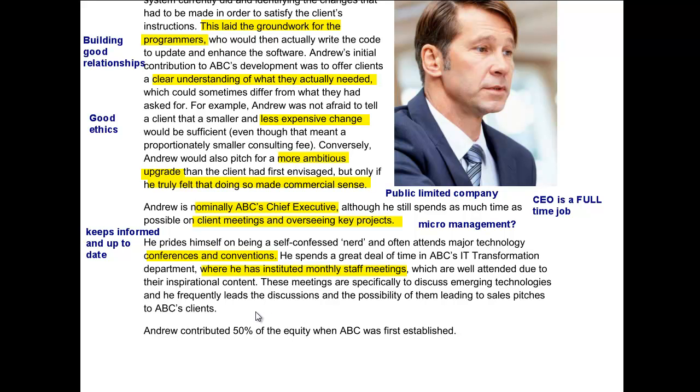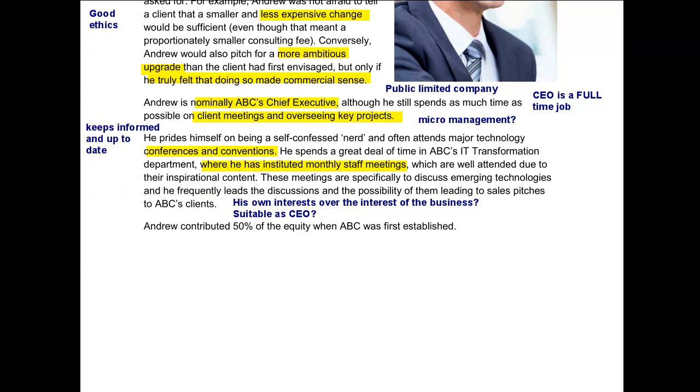A company needs a strong, assertive, present CEO, just as a body needs a head. And perhaps this man is not right for the job. And finally, the pre-read talks about his stake, his equity. When the business was first founded, he had 50% of the equity. So what does he have now? If the company has indeed become a public company, to what extent has his shareholding been watered down? So that's Andrew out of the way.